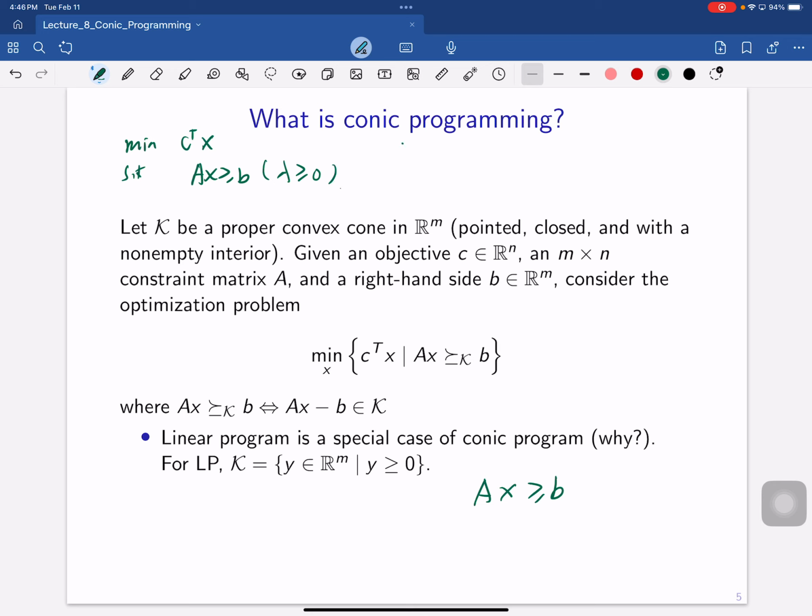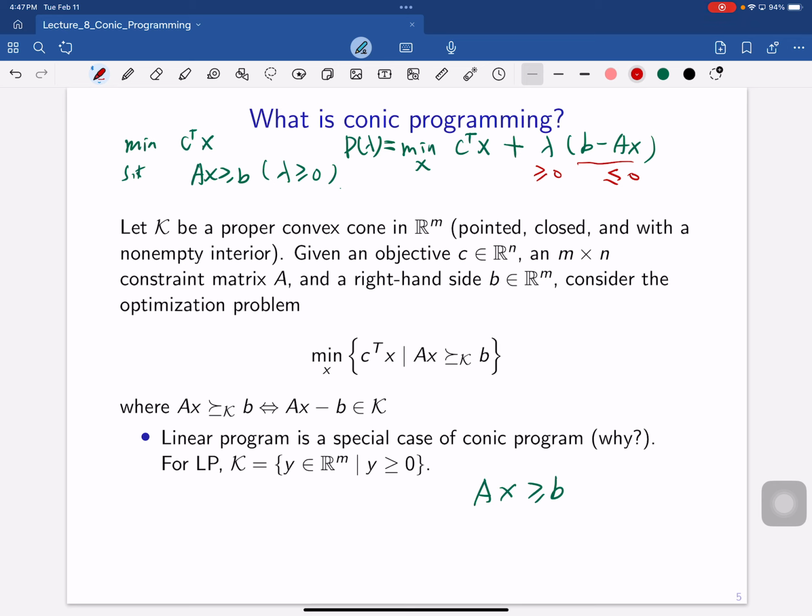Then you got this Lagrangian function d lambda, which is minimizing over x, C transpose X plus lambda times B minus AX. Recall, why do we need lambda to be greater than or equal to 0? The reason is that for any feasible solution to the original problem, this term is less than or equal to 0, and we want the dual to provide a lower bound of the original problem. Since for any feasible solution this is less than or equal to 0, we set lambda greater than or equal to 0. That's the rationale for deriving the Lagrangian dual in LP.